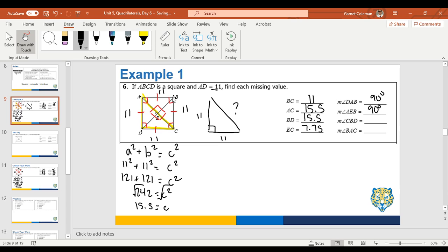CBD. So that's half of it. The diagonals bisect. So half of 90 is 45. And then BAC is the same thing, 45.